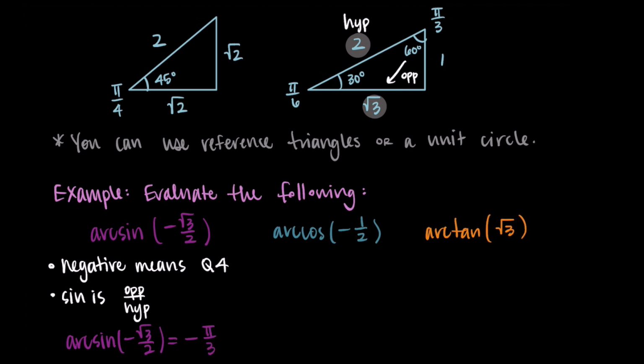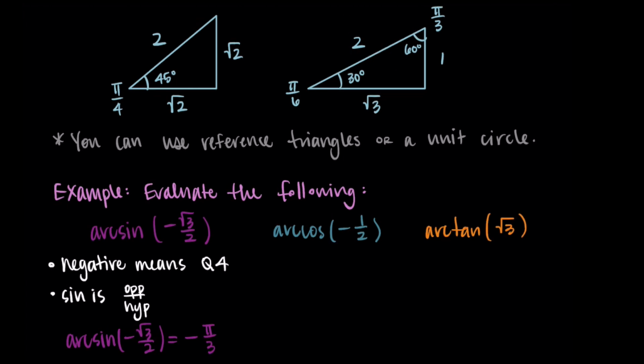Specifically though, I need to make it negative since I'm in quadrant 4. So my solution is going to be negative pi over 3. I like to use radians, you can use degrees if you'd like, just a note. I'll show you this on the unit circle too at the end, but hopefully this is making sense for now. Let's try it on another one.